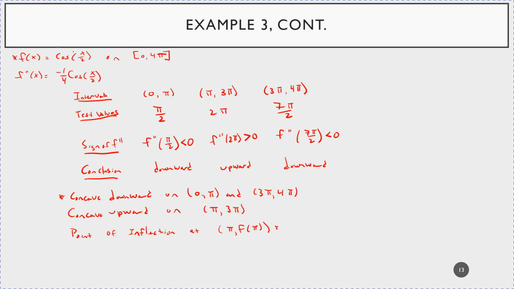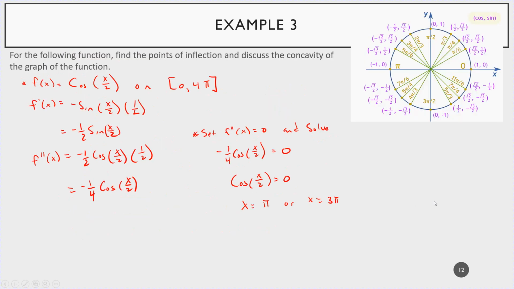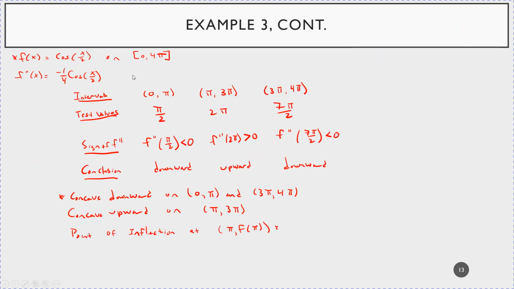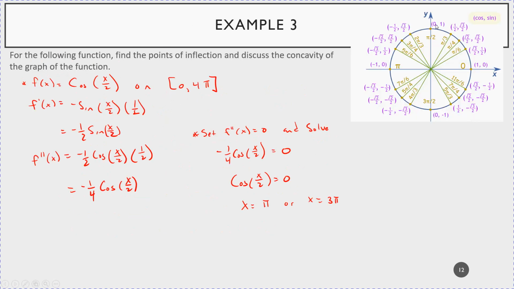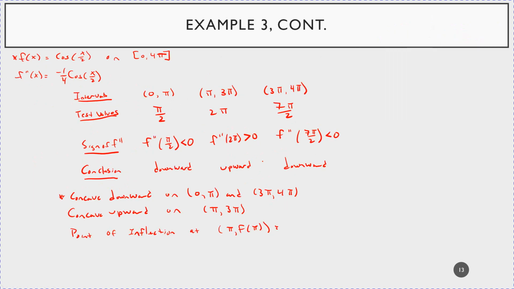All right, well, look, you got to go back here, right? So I've got to plug pi into this. So what is cosine of pi over 2? You need to go back here. Pi over 2 here gets you cosine of pi over 2, gets you 0. So this is the point pi, 0. Sorry about that little slip up there.